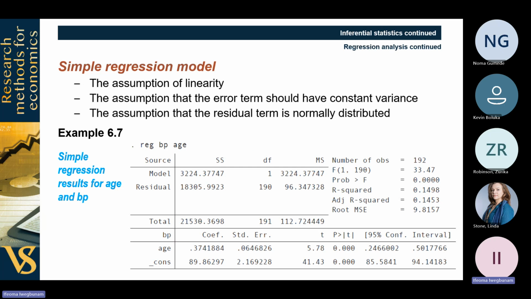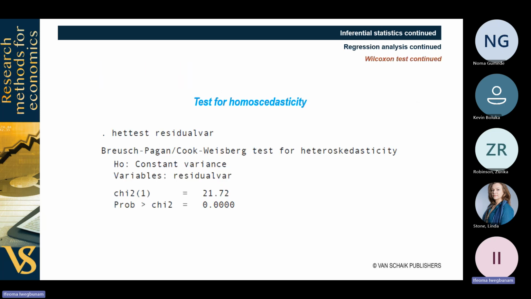So this is a sample of a simple regression model, and you also have the probability here, which shows a high significance. For age and BP, once again, there is a high relationship between age, maybe an individual's age, and the probability of the person having a BP. So there's a significant relationship there.